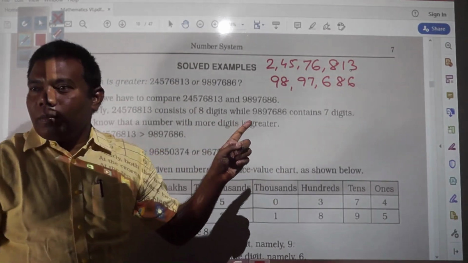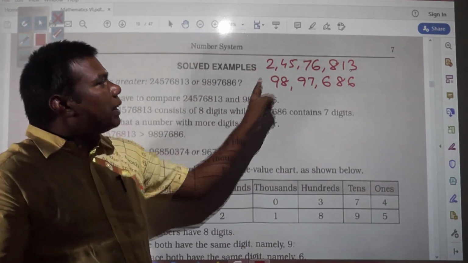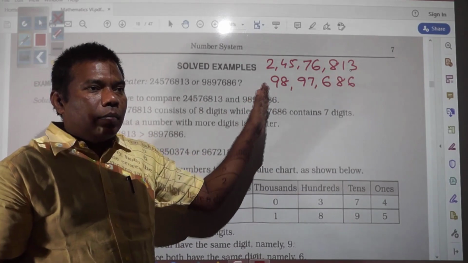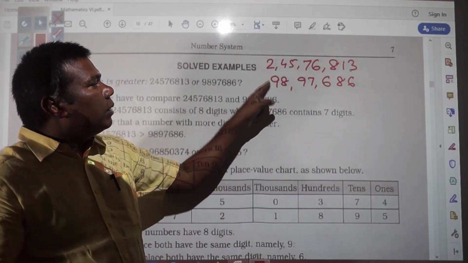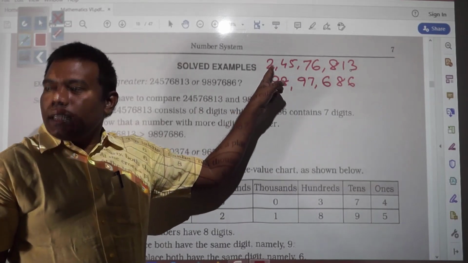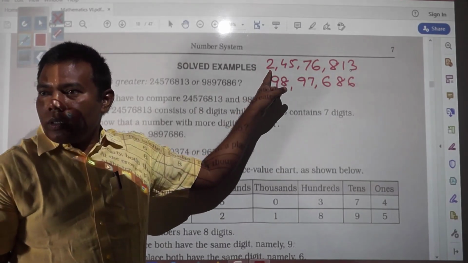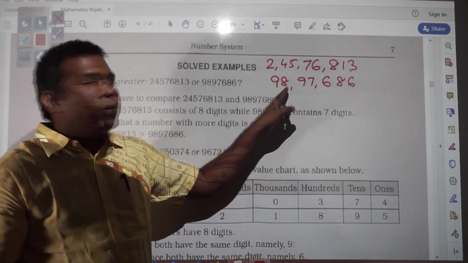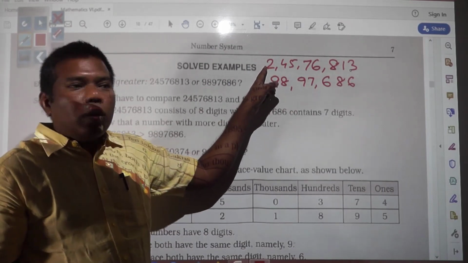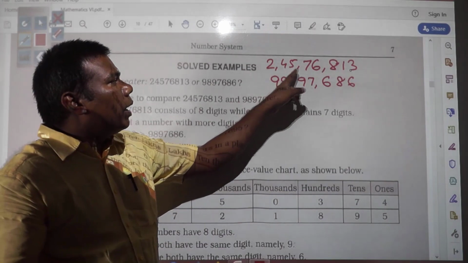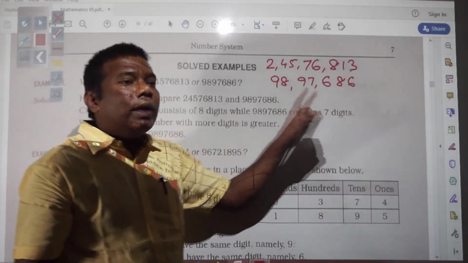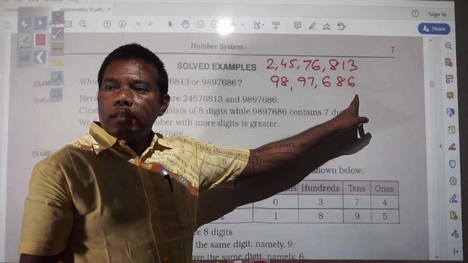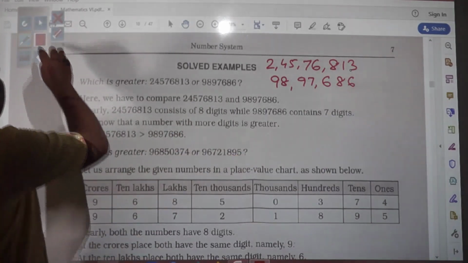When we compare numbers, from the left side we see digits, right? And we must know the place value of the numbers. Here you see the first digit in this number: the place value of 2 is 2 crore. The place value of 9 here is 90 lakh. So which one is greater? Crore is greater, 2 crore. So obviously 2 crore 45 lakh 76,813 will be greater than 98 lakh 97,686. Isn't it?